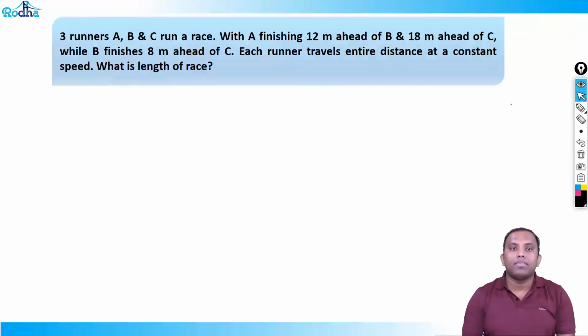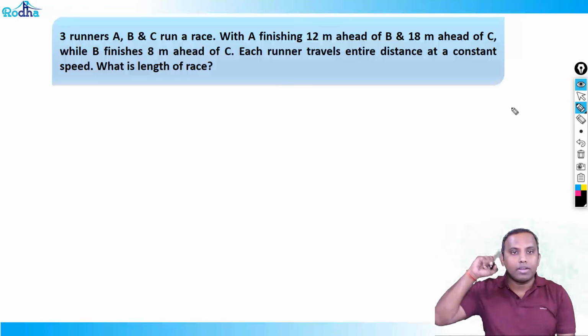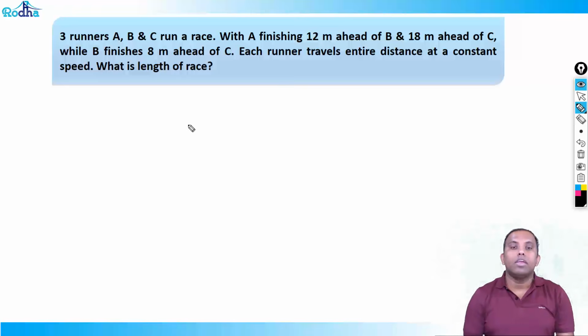Three runners A, B and C run a race, with A finishing 12 meter ahead of B and 18 meter ahead of C, while B finishes 8 meter ahead of C. Each runner travels the entire distance at a constant speed. What is the length of the race?